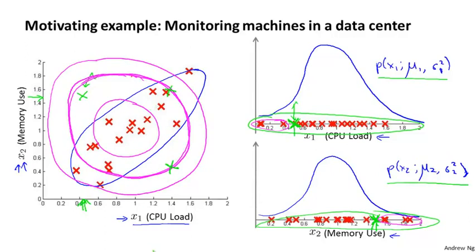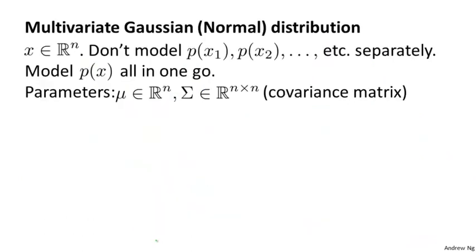So in order to fix this, we're going to develop a modified version of the anomaly detection algorithm using something called the multivariate Gaussian distribution, also called the multivariate normal distribution. So here's what we're going to do. We have features x which are in R^n, and instead of modeling p of x1 and p of x2 separately, we're going to model p of x all in one go, all at the same time.